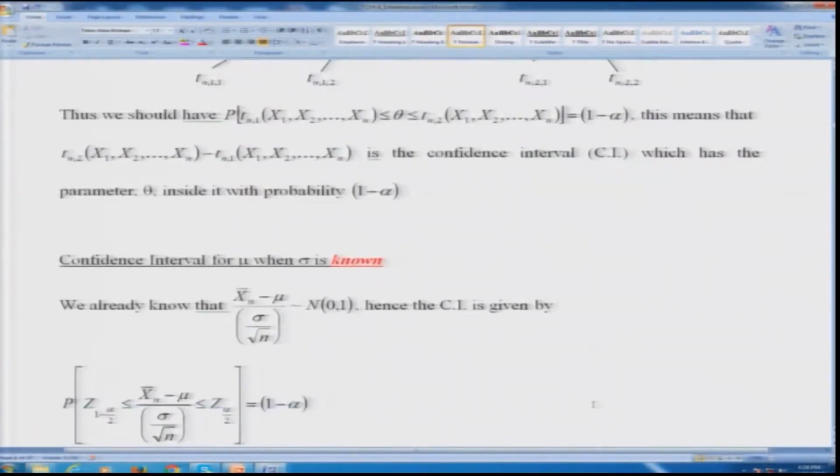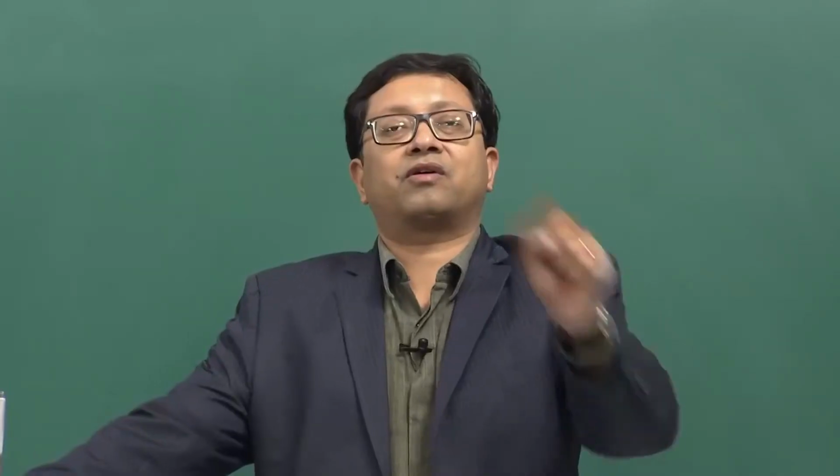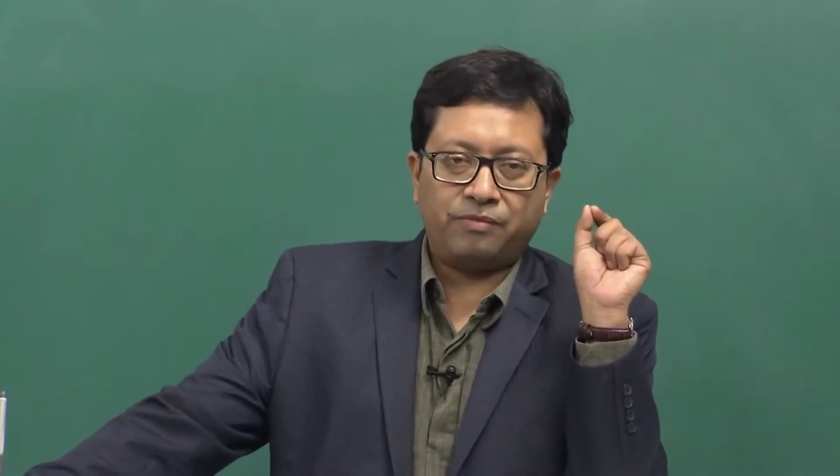So, consider the interval of mu when sigma is known. When sigma is known, the z distribution is basically (x bar suffix n minus mu) divided by sigma by square root of n. Once it is a z distribution and sigma is known, the minimum and the maximum values are given from the z table depending on the level of confidence we have. So, the minimum value would be z suffix 1 minus alpha by 2.